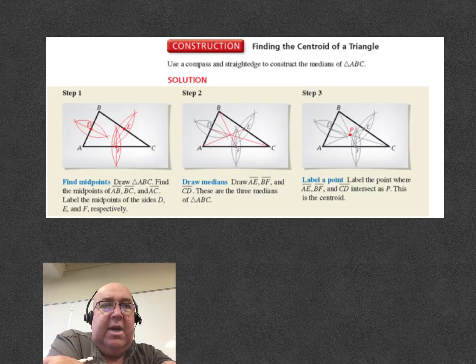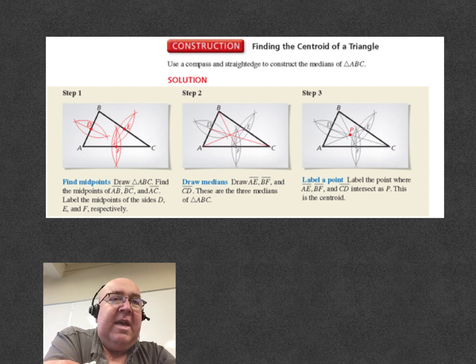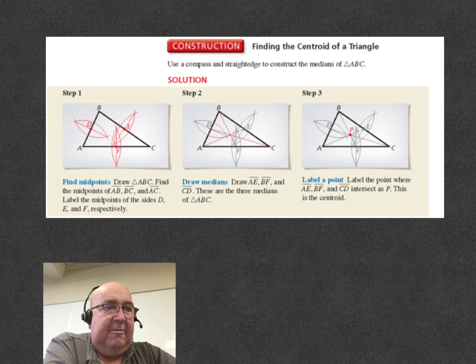If you were to construct this with a compass, you would just need to set your compass distance a little longer than half the distance of the segment, and then make an arc from the two vertices on the line, and then connect the line that goes through those arcs.